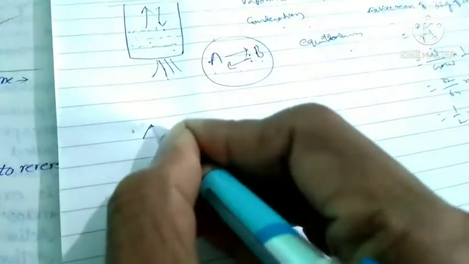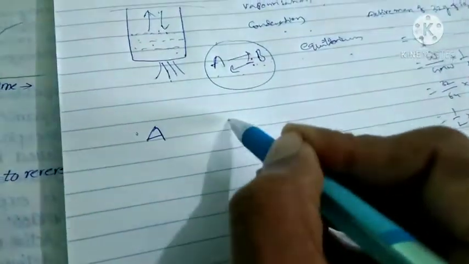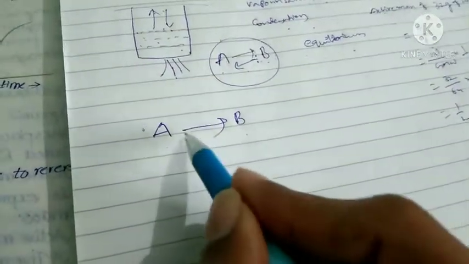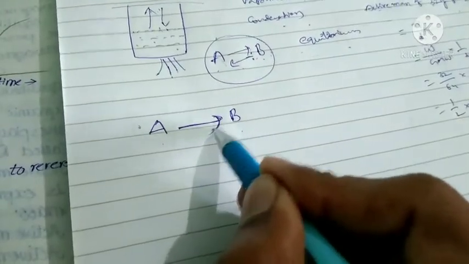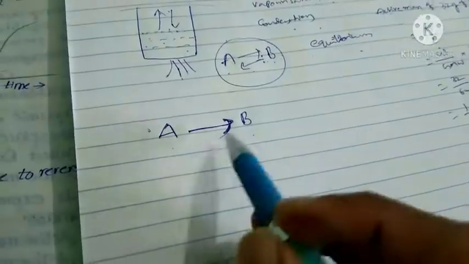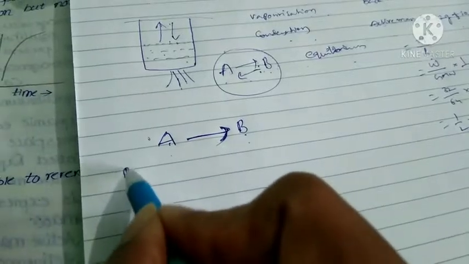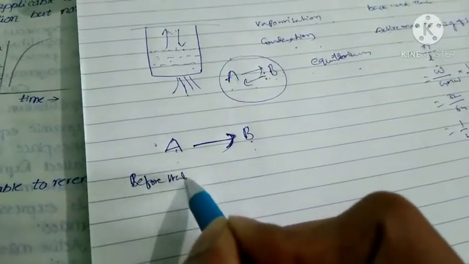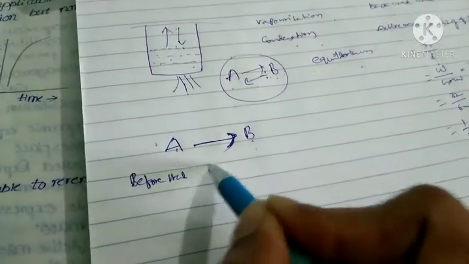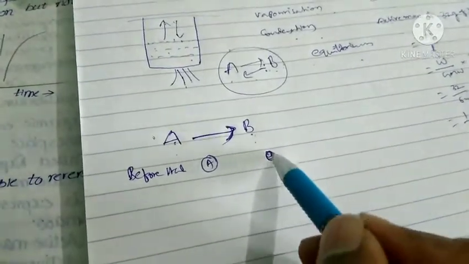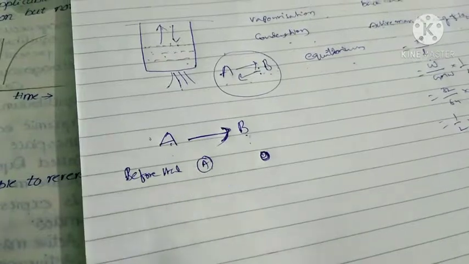See, I will discuss the point here. Suppose I take one reaction. In that reaction, A is the reactant, B is the product. What is the meaning of this reaction? Here an arrow mark is present on the right side. That means A is converted into B. Before starting this reaction, we have only A. We don't have B before starting the reaction. That means before starting the reaction, the concentration of B is 0. We have only the concentration of A.